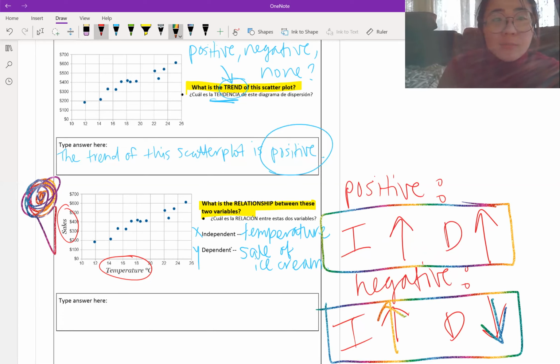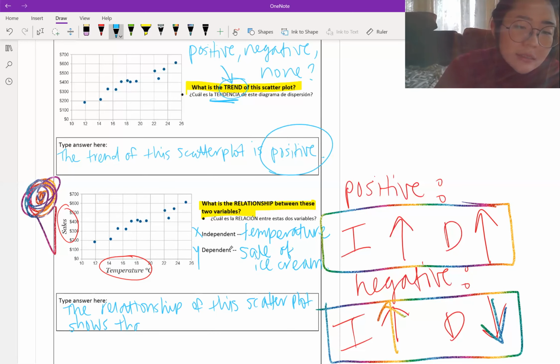So we can say actually in written form that the relationship of this scatter plot shows that as temperature increases, or as the day gets hotter, the ice cream sales increase.